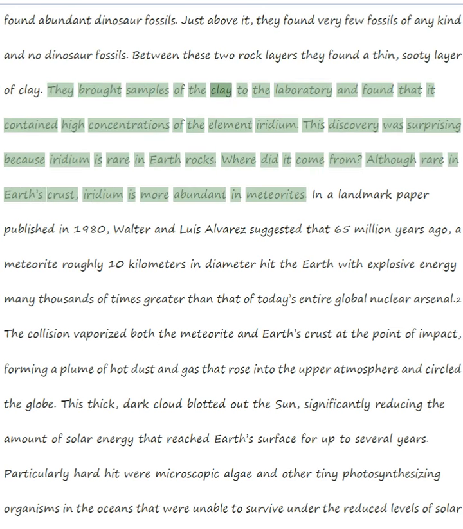They brought samples of the clay to the laboratory and found that it contained high concentrations of the element iridium. This discovery was surprising because iridium is rare in Earth rocks. Where did it come from? Although rare in Earth's crust, iridium is more abundant in meteorites.